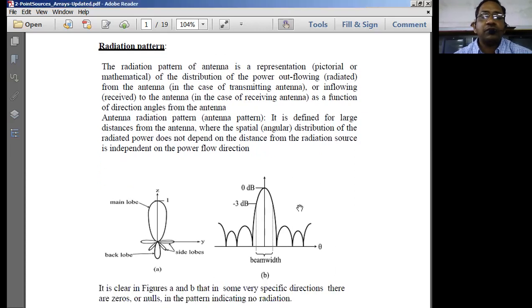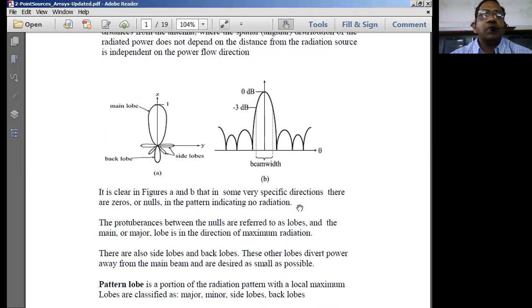The radiation pattern can be shown as a pictorial representation where it has the main lobe, side lobes, and back lobe. So what is the main lobe? The lobe where we normally have the maximum amount of radiation is called the main lobe, and then we have the side lobes. Along the side lobes, we have very little radiation, and exactly opposite to the main lobe, we have a back lobe. So we can also find the front lobe to back lobe ratio.